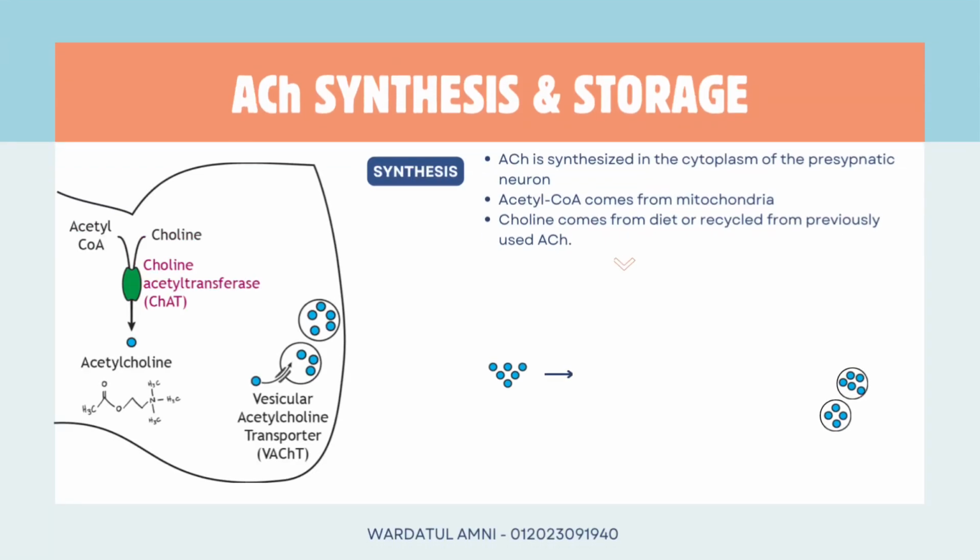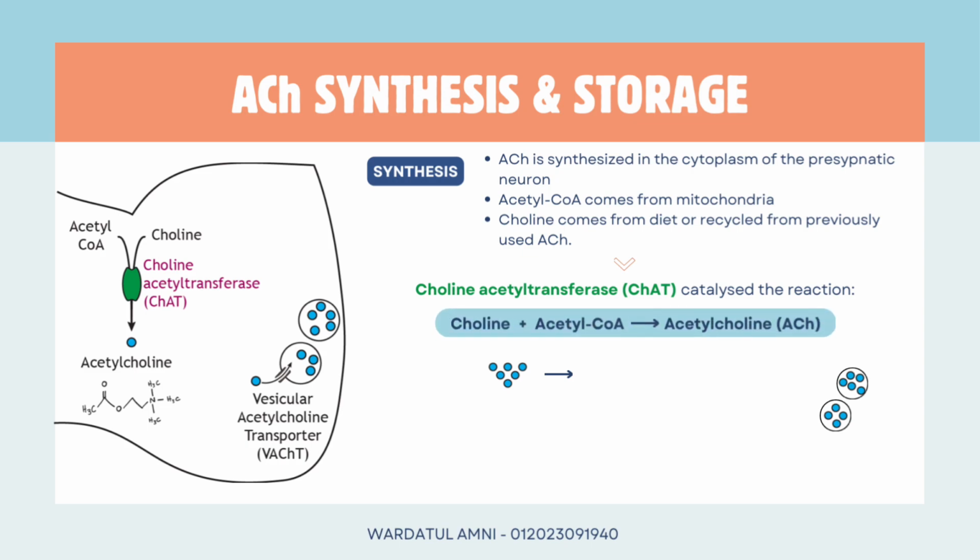Moving on to the next part, which is the synthesis of acetylcholine, or how is ACh made. ACh is synthesized inside the nerve terminal, and the process involves two main raw materials, which is choline, a nutrient that comes from our diet, and acetyl-CoA, a molecule made inside our cells, especially in the mitochondria. These two substances are combined through the help of an enzyme called choline acetyltransferase, or ChAT. So the reaction is choline plus acetyl-CoA, by the enzyme choline acetyltransferase, becomes acetylcholine, ACh. This process happens in the cytoplasm of the presynaptic neuron.